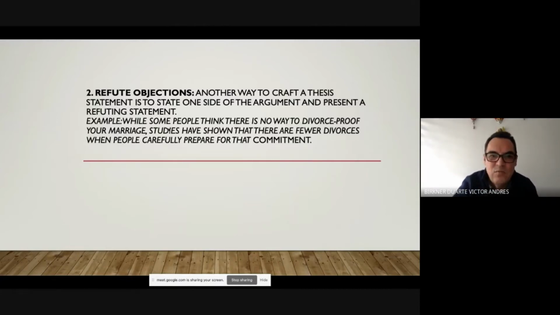Can you notice the difference between the first strategy and the second one? The first one is just to read the prompt, turn it into a question, and then answer the question. Then you develop the first paragraph and the rest of the essay. In the second one, you present first a position and then you refute a position based on studies.